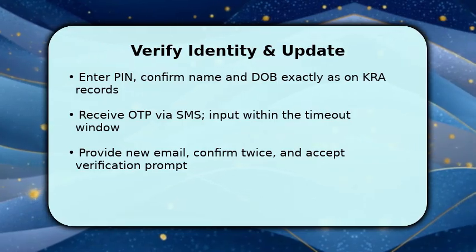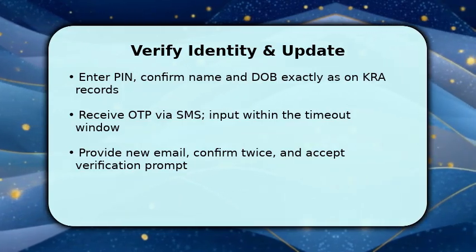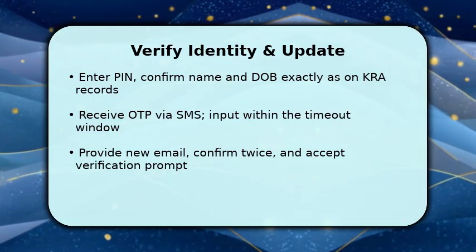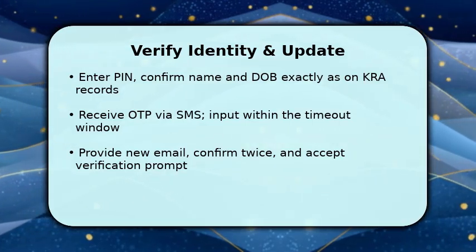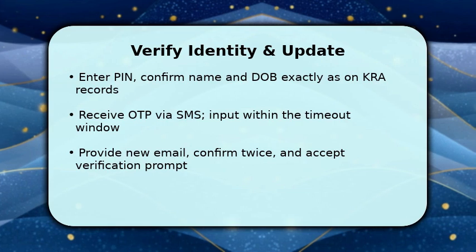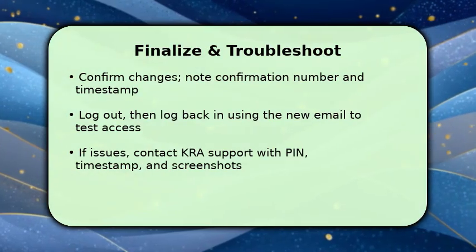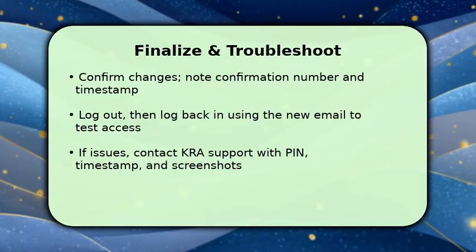After OTP confirmation, input your new email address and confirm it a second time to avoid typos. Make sure to accept any verification prompts and choose whether to set the email as primary. This updates the contact record. You finish by confirming the update and saving the confirmation number plus the timestamp.